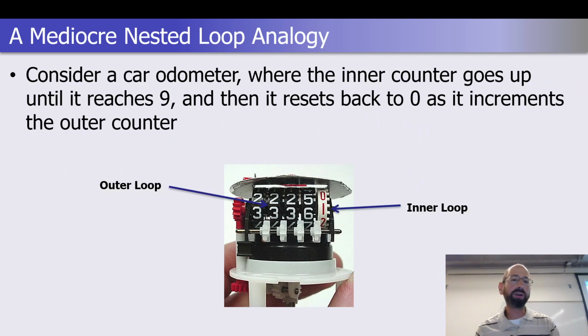So that's my mediocre nested loop analogy, right? Think about a car odometer, an old school one, but conceptually it's still the same even with the digital one. You have that inner counter that goes up until it reaches 9, and then it resets back to 0 as it increments the outer counter. It's exactly what's happening in our for loops here.